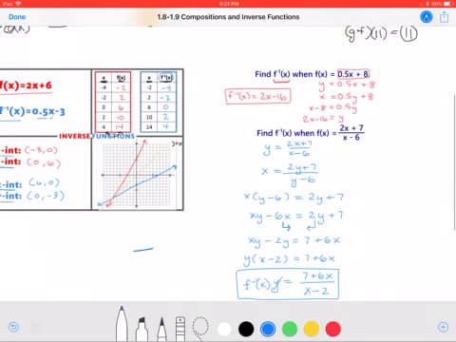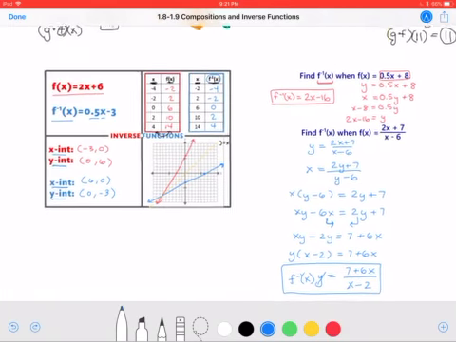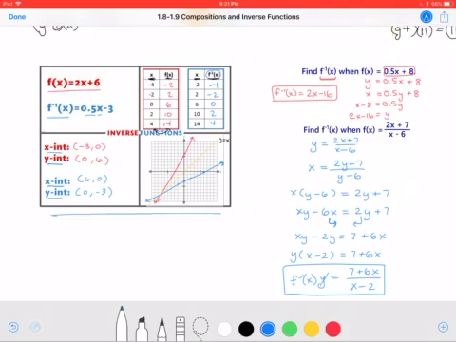So the basic idea to find an inverse, and it kind of makes sense because inverses just have the x and y values totally switched, is we switch the x and the y, and we solve for y so we can have it in that nice function form.